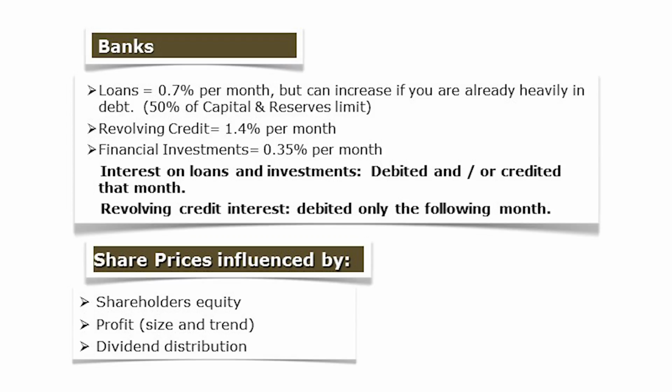If you think you're going to have excess cash to play with, you can apply that in the money markets and you can return 3.35% per month. Interest on loans and investments is debited or credited that same month, whereas revolving credit interest is debited only in the following month. A couple of points of note. Try not to invest and loan at the same time, because your income from interest is less than your interest expense, so that doesn't make any sense.